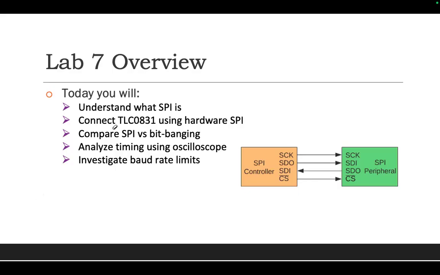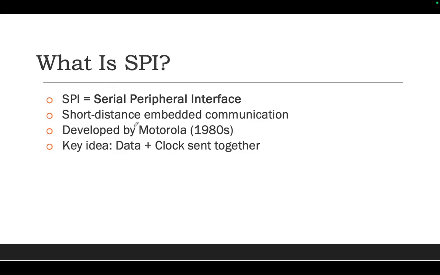You need to try to change the baud rate and then find the result for that. And then this is just the different communication. What is SPI? Actually, we have already talked about that. It is a communication protocol, developed by Motorola in the 1980s. The key idea for SPI is that the data and the clock are sent together at the same time, which means it is synchronous. Does it make sense to you? Any questions so far?